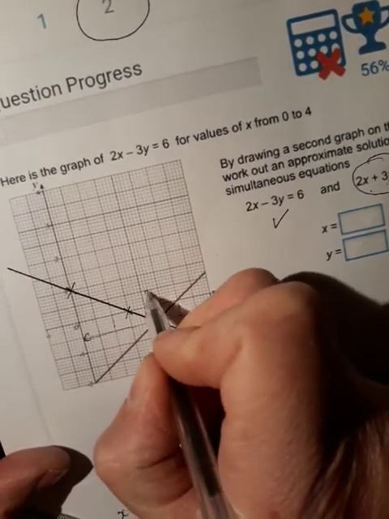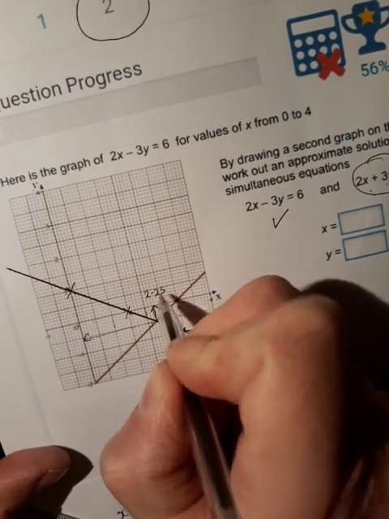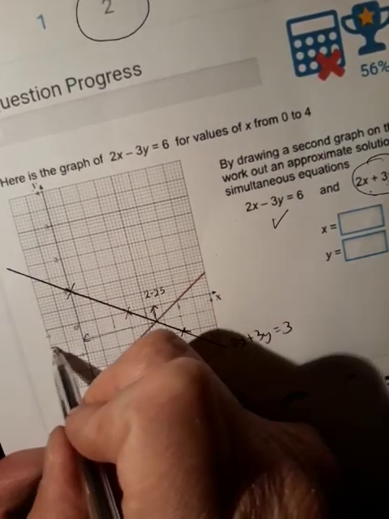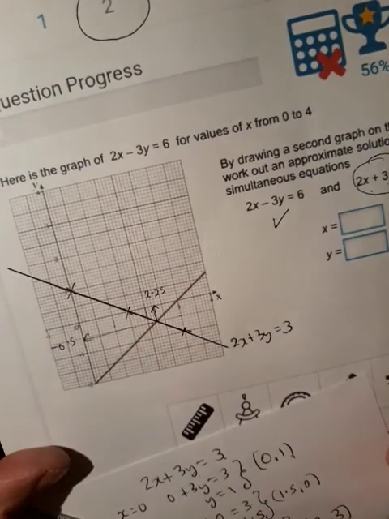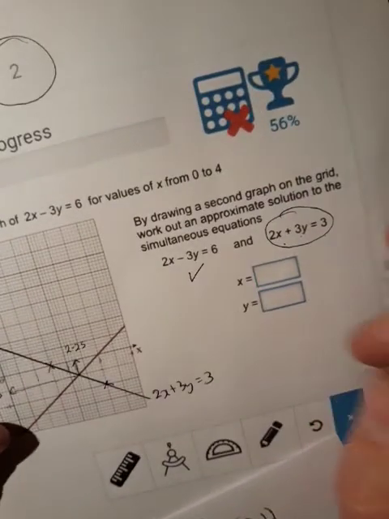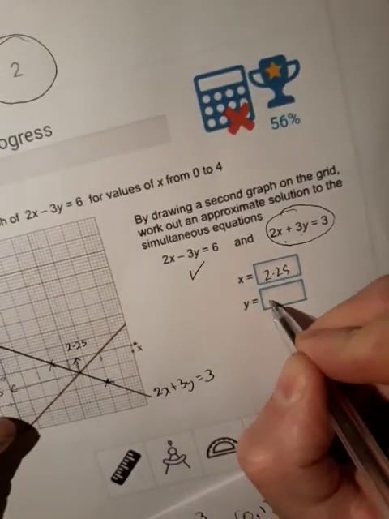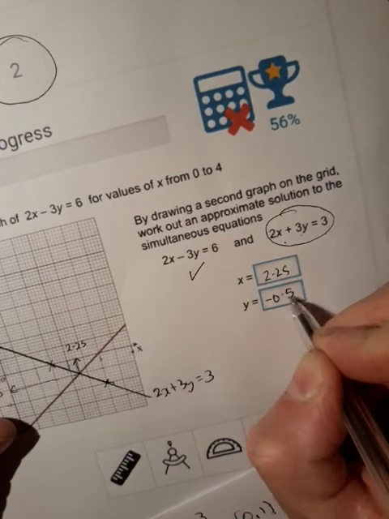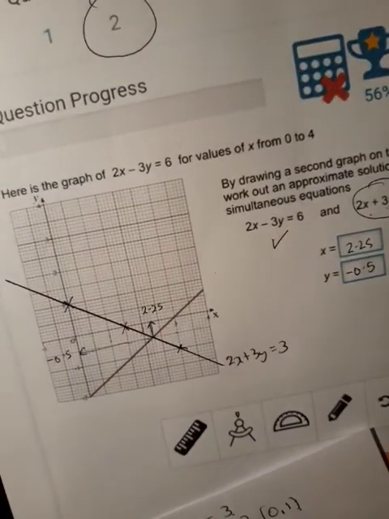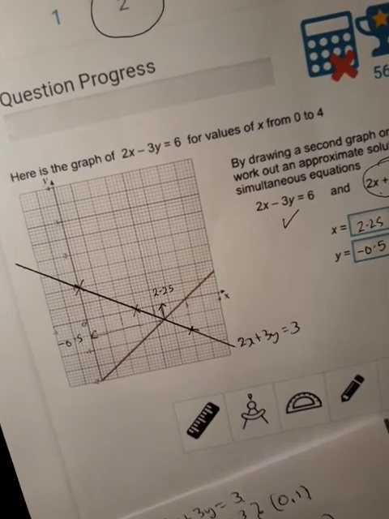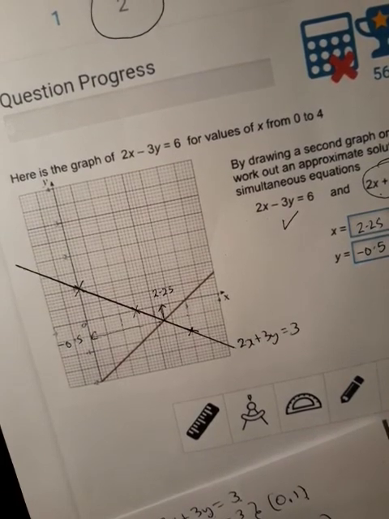So x equals 2.25 and y equals minus 0.5. Okay, took a bit of time, but we got there in the end. Hope that makes sense, and I'll see you next time.